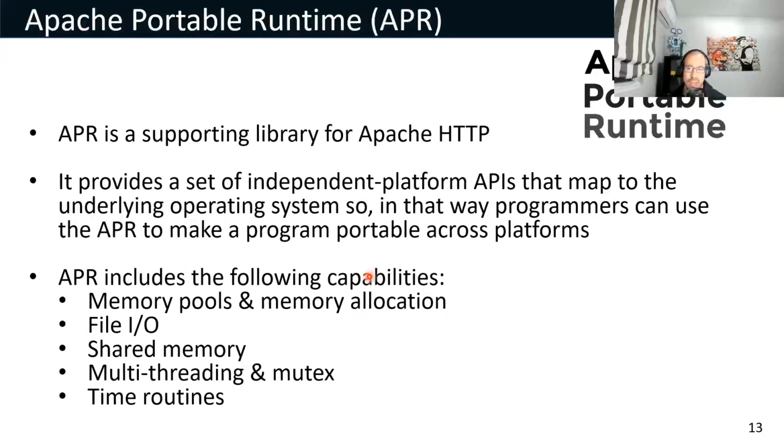And then, we have the third main component of the Apache architecture, that is the Apache Portable Runtime. APR is a supporting library for Apache and provides a set of APIs that make it possible to use the same functions across the different platforms. Some of the capabilities of APR include the memory pools and memory allocations. APR also handles file input and output, provides shared memory functionalities, and other things such as multi-threading and time routines.